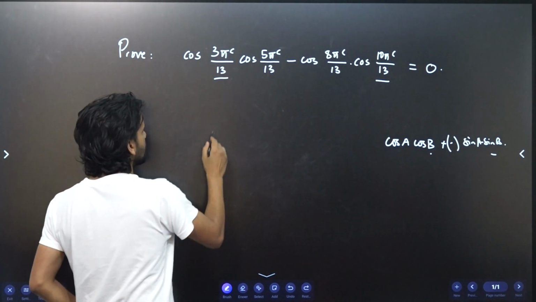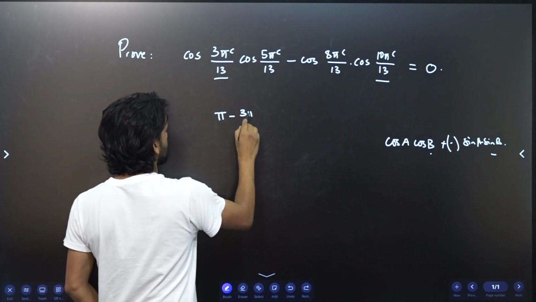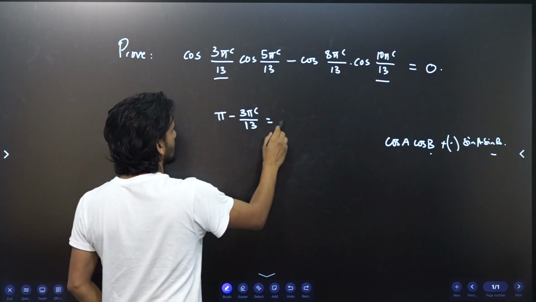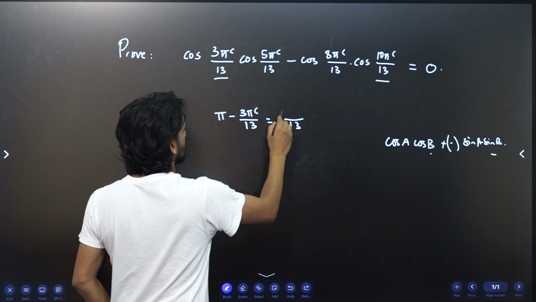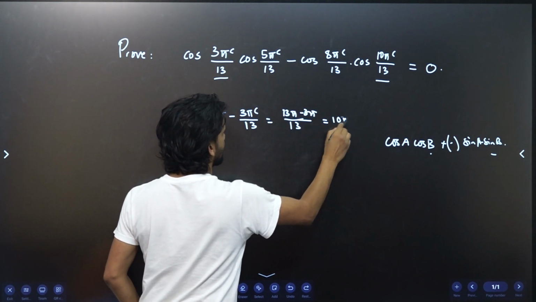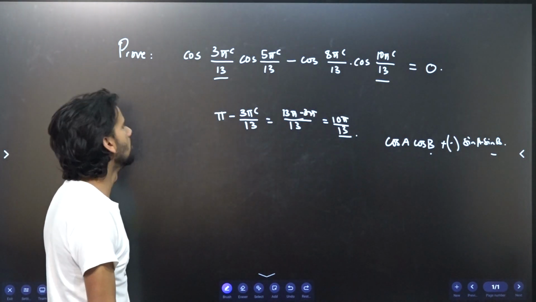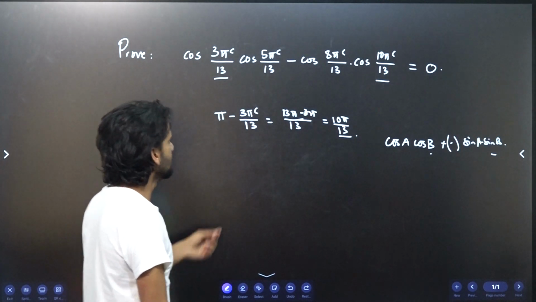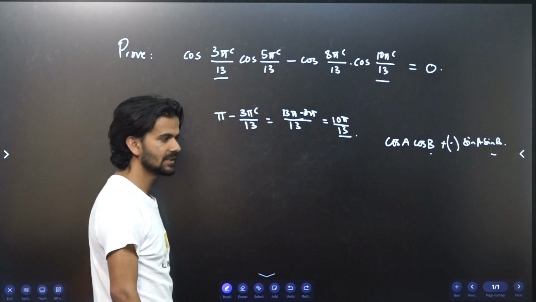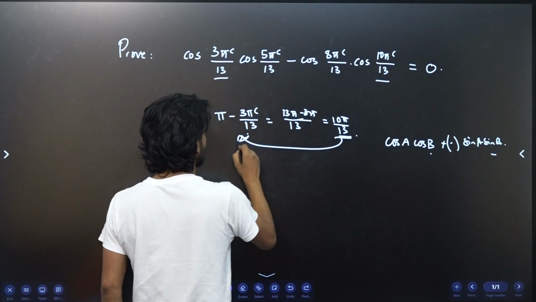What's the relation? The relation is if you subtract pi minus 3 pi radian divided by 13 is how much? 10 pi divided by 13. So 10 pi radian divided by 13 can be written as pi minus 3 pi radian divided by 13. Isn't it? This one can be written as this one.